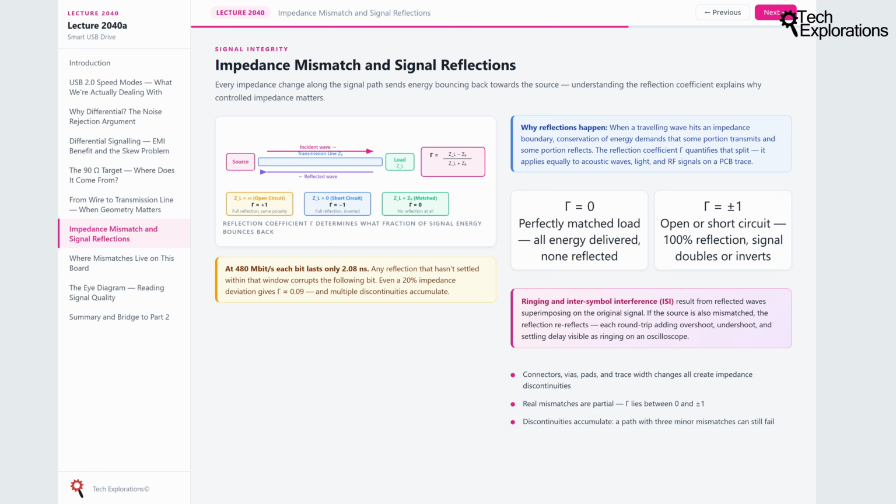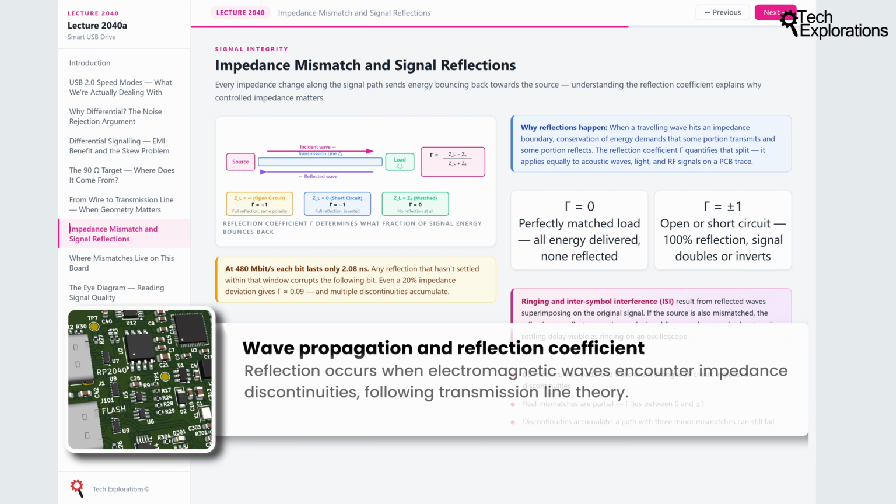Whenever a traveling signal encounters a change in impedance along its path, for example at a connector, a via, a pad, or the load, then a portion of the signal energy reflects back towards the source. This is not a PCB-specific phenomenon. It's a fundamental property of wave propagation. It applies to acoustic waves, light, and electromagnetic signals in conductors equally.